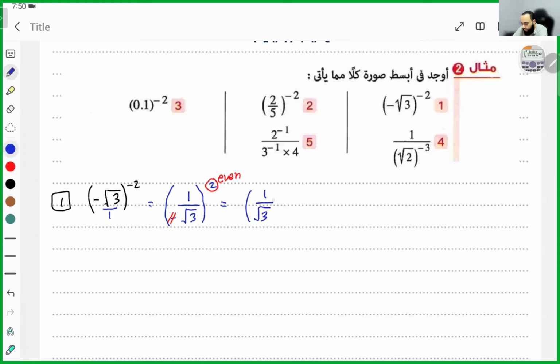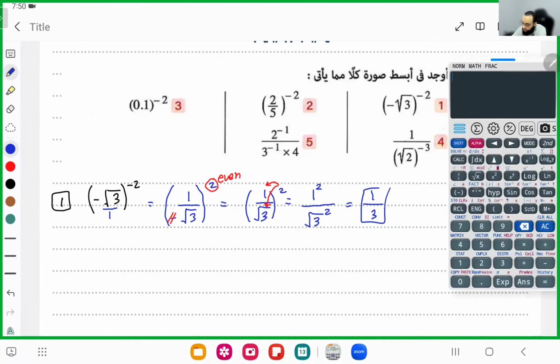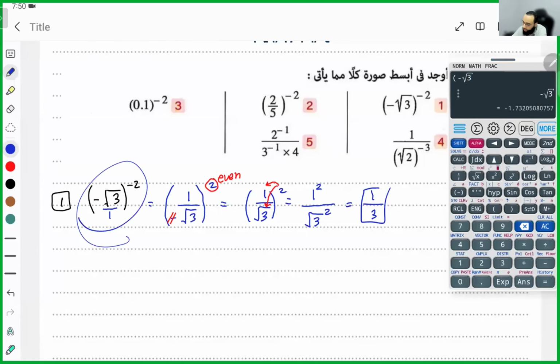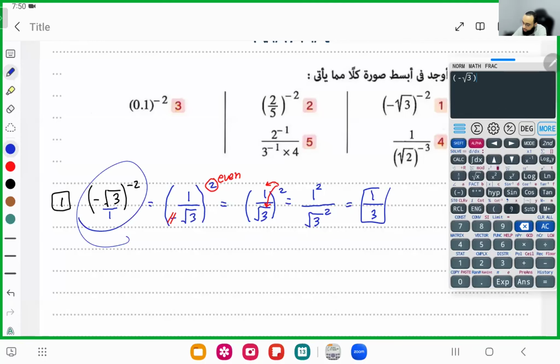Then it's 1 over root 3 to the power of 2, which is 1 to the power of 2 over root 3 to the power of 2. 1 to the power of 2 equals what? 1. Root 3 to the power of 2 is 3. So right now it's going to be 1 over 3. You can do it with the calculator actually. If it is negative root 3, write the question, go outside the root, close the bracket, power negative 2. It's 1 over 3. Okay?